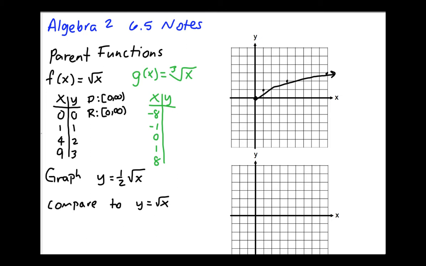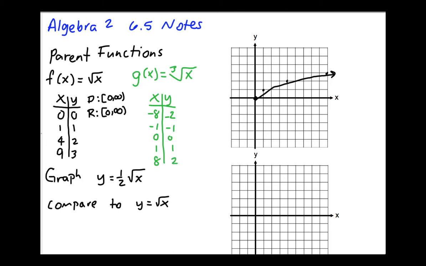All right, so now looking over here with the cube root function, the cube root of negative 8 is negative 2, and that's why I chose that guy. The cube root of negative 1 is negative 1. The cube root of 0 is 0. The cube root of 1 is 1. And the cube root of 8 is 2.